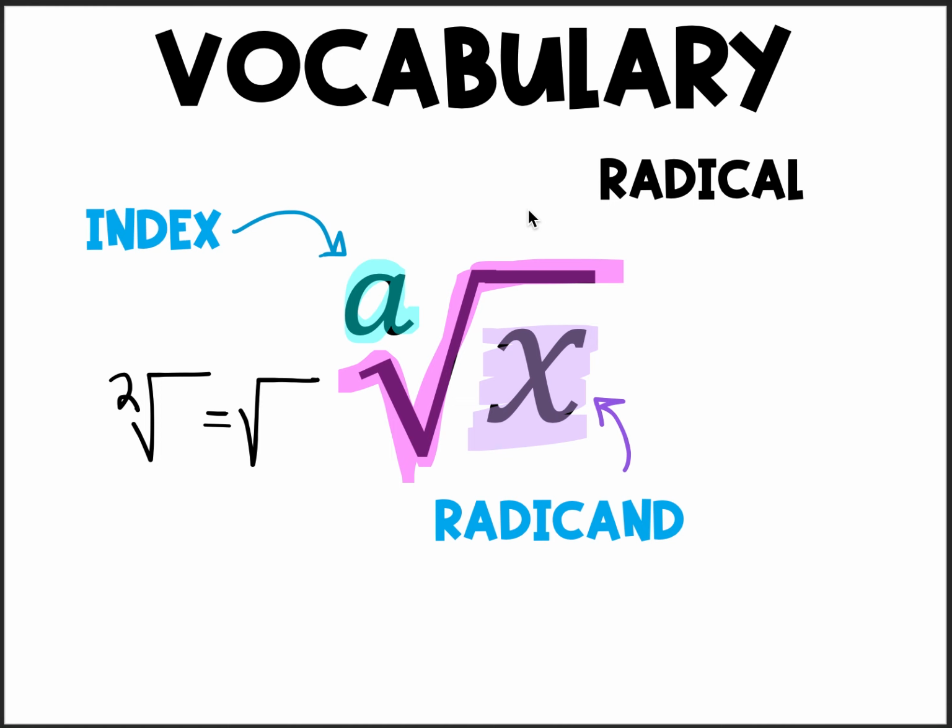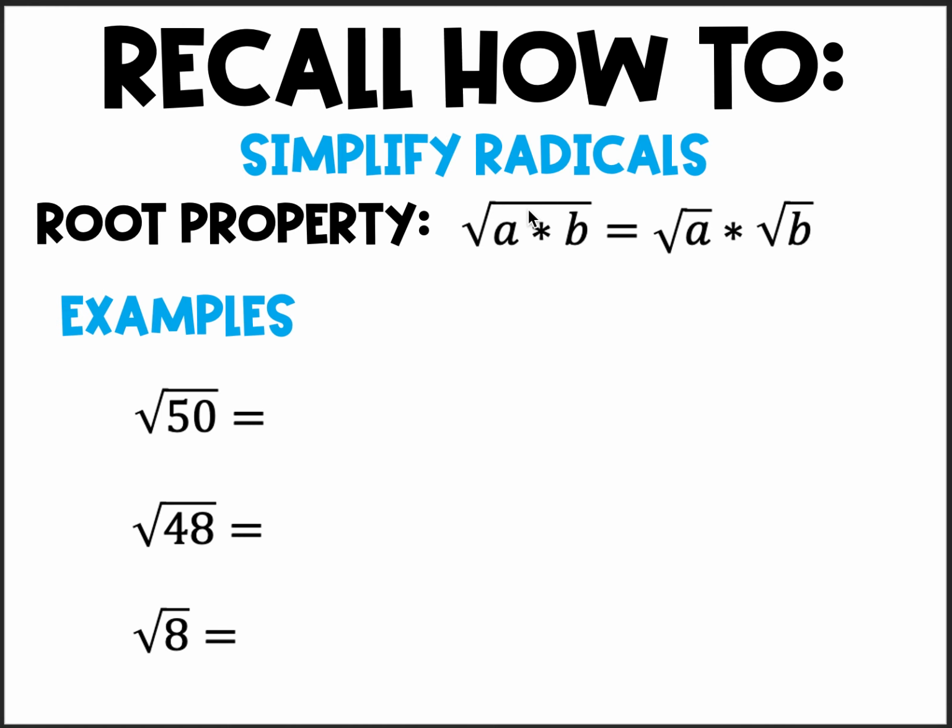Now let's move on to the properties. The first property has to do with multiplication, a multiplying term in the radicand. When you have a number that you can factor in your radicand, you can also factor it out into two radical terms multiplying each other.